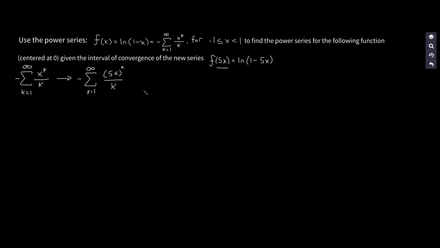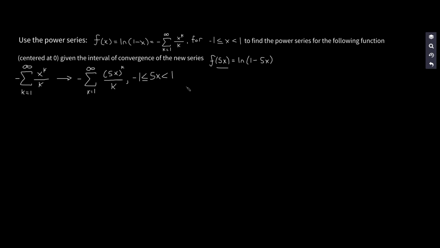Now, that said, the interval of convergence here is going to shift, because before, when it was an x, x needed to be greater than or equal to -1 and less than +1. Well, now the rules have shifted slightly in that -1 needs to be less than or equal to 5 times x, which needs to be less than 1.